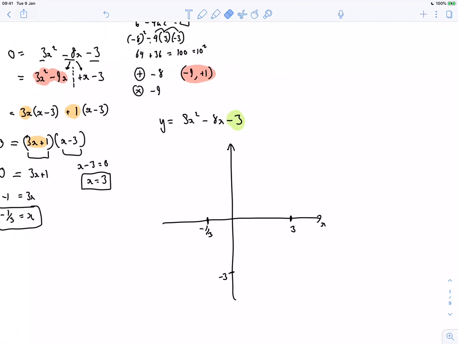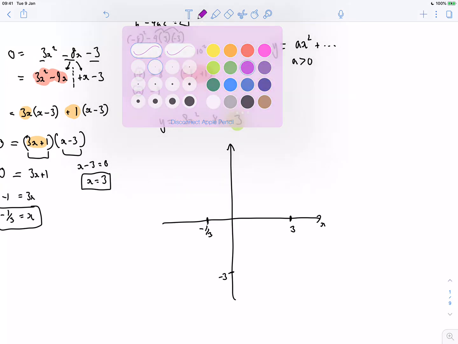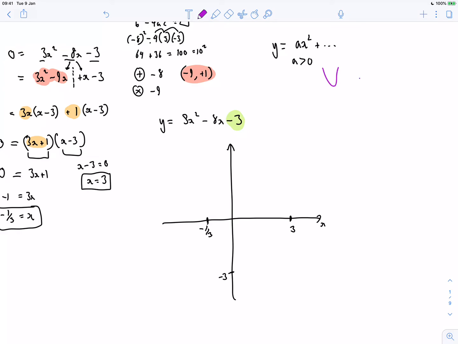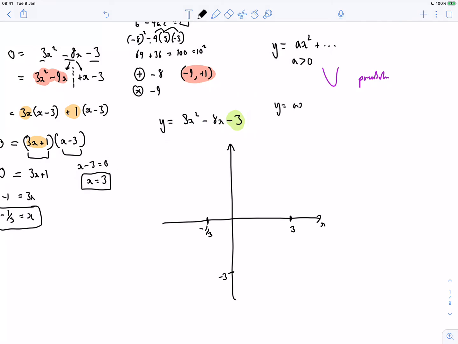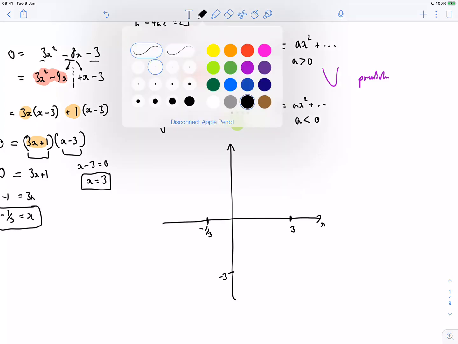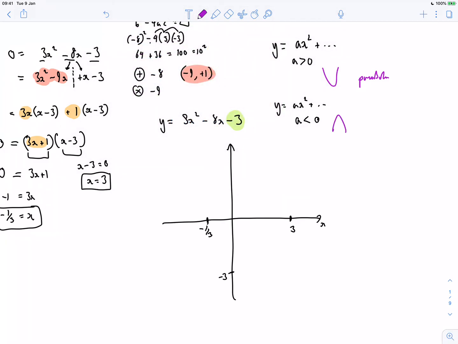So, generally speaking, y equals ax squared plus stuff, when a is positive, is going to give a u-shape, and this is called a u-shaped parabola. And then when y equals some ax squared and the rest of it when a is negative, then this is going to be an n-shaped parabola.